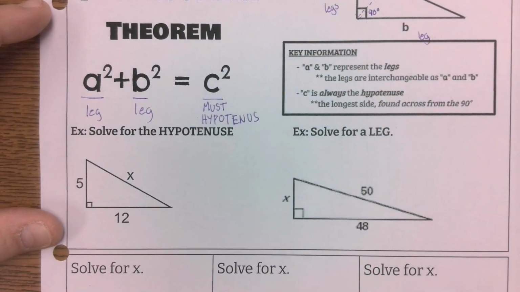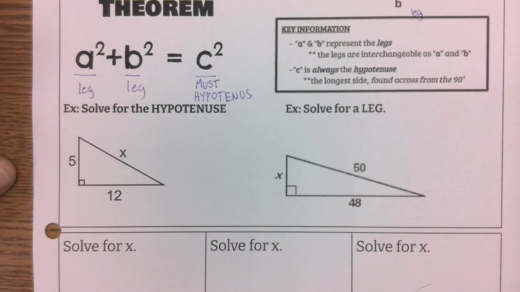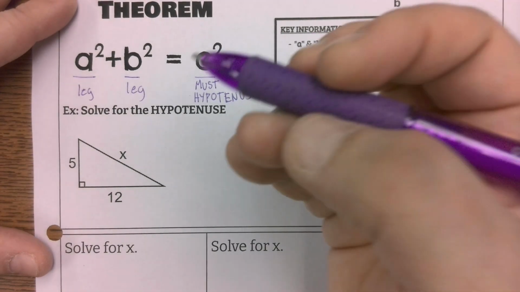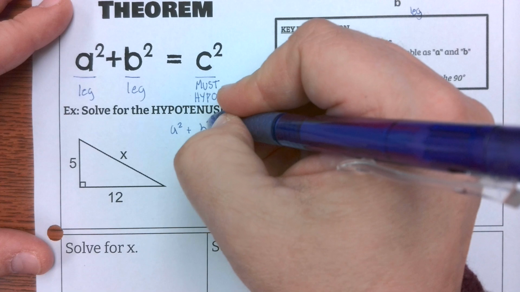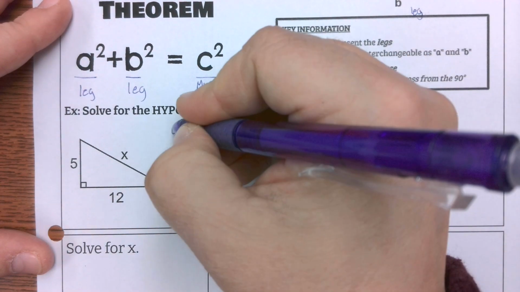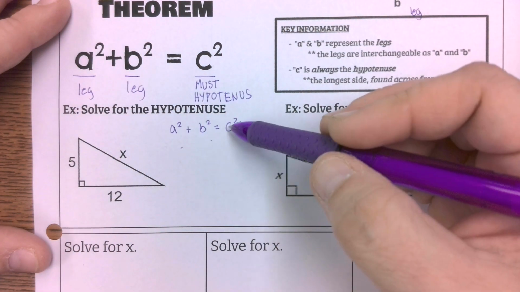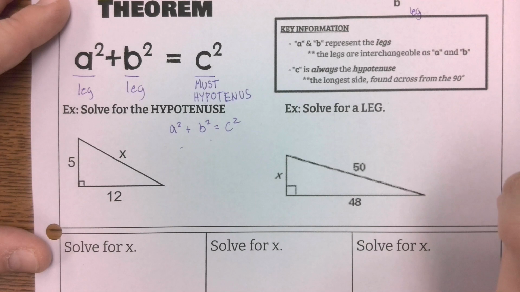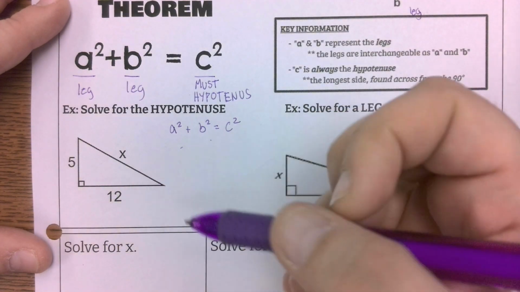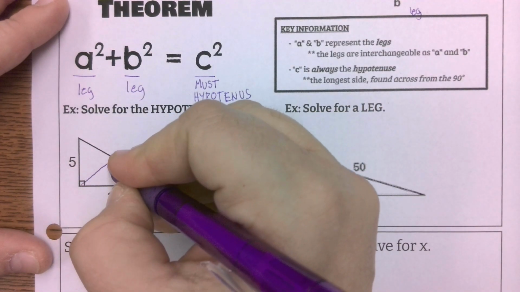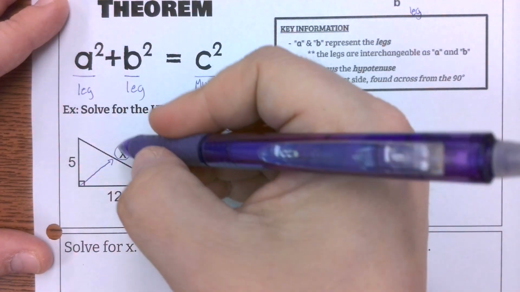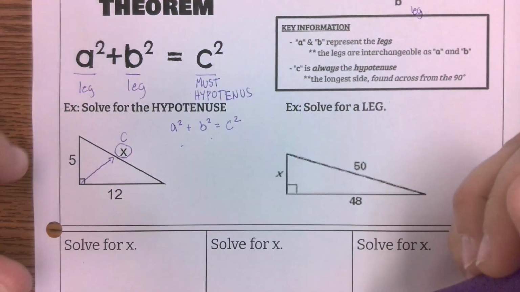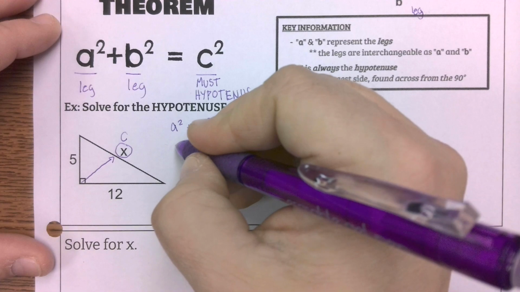Now this should be somewhat of a review for you. You should have seen the Pythagorean theorem before, but it may have been a while. Okay, so let's look at how we would set this up. We have a squared plus b squared equals c squared, right? I need a leg plus a leg is equal to the hypotenuse squared. Now, x, in this case, is the hypotenuse. Always start by identifying which one is your hypotenuse, because that's going to be c. The other two are going to be our a and our b.